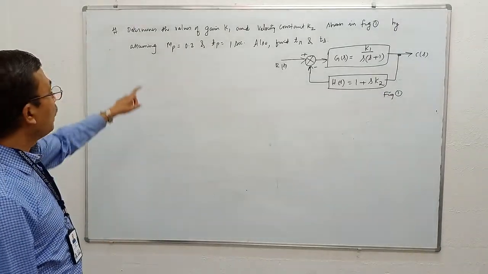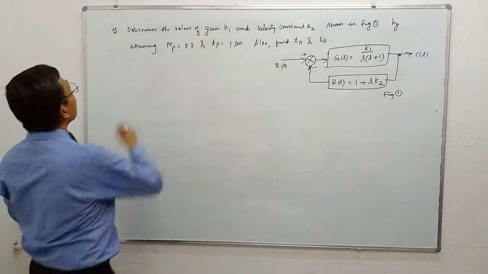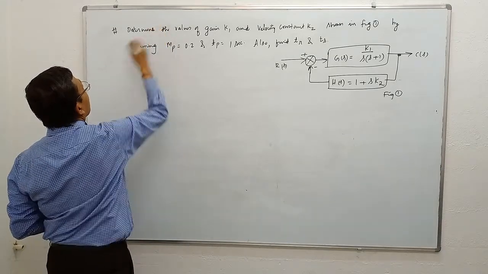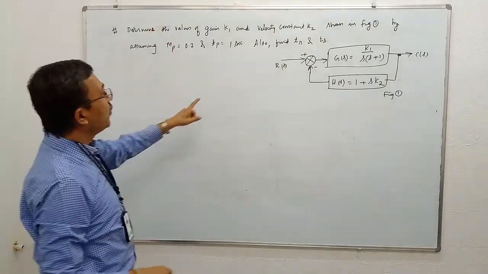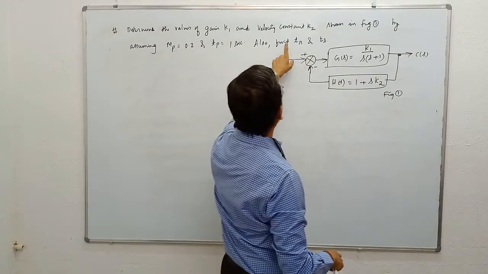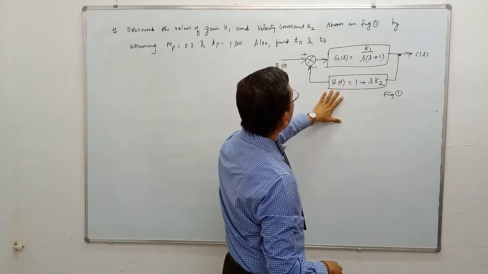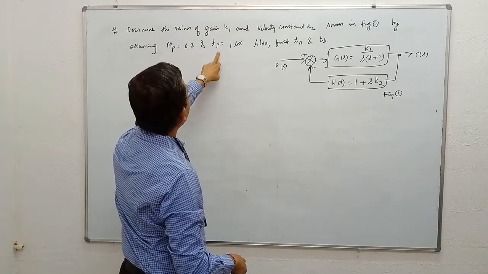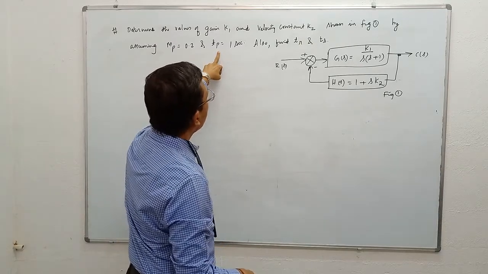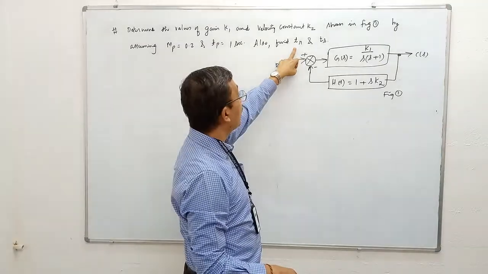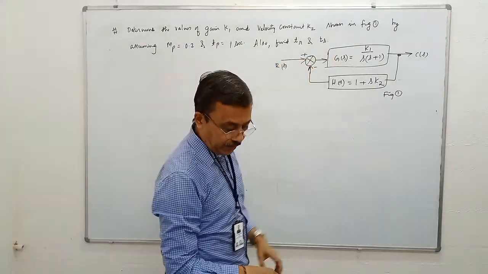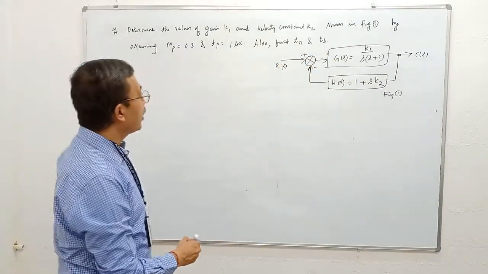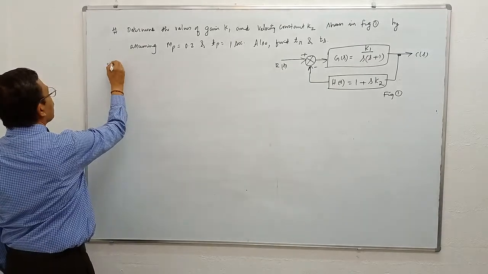Let me read out the problem for you. Determine the values of gain K1 and velocity constant K2 shown in figure 1 by assuming MP is equal to 0.2 and TP is equal to 1 second. Also find TR means rise time, TS means settling time. The solution will start. Solution.